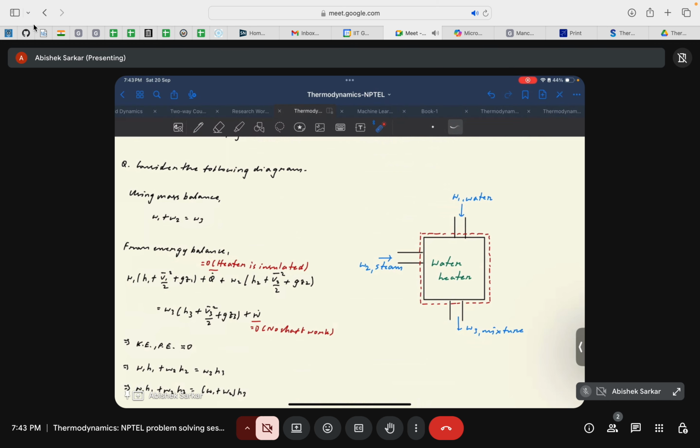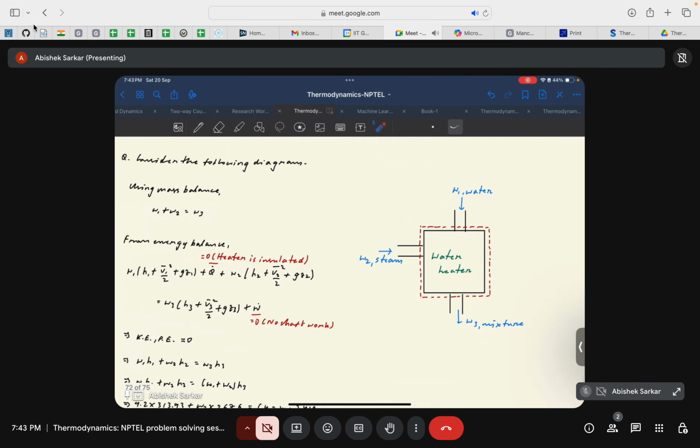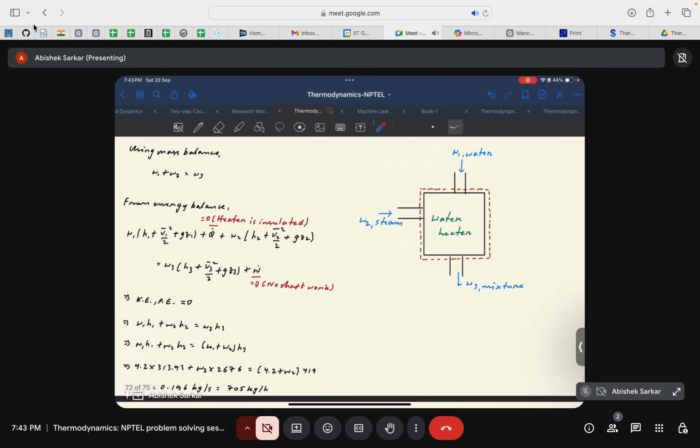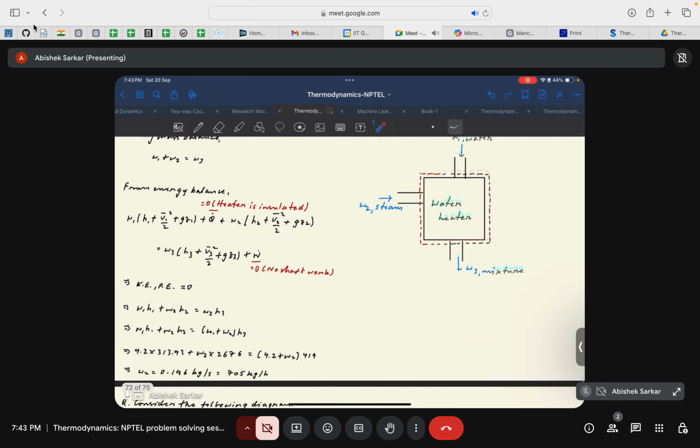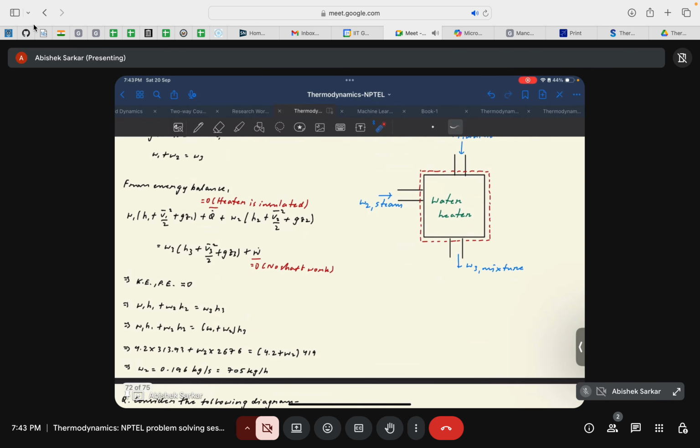So since there is no heat interaction mentioned, we can take the system to be insulated and there is no work done. Because in this kind of system, of course there is flow work, but there is no shaft work done. So both Q dot and W dot are equal to 0. And the kinetic energy and the potential energy are also almost equal to 0. So the equation of relevance is W1 H1 plus W2 H2 is equal to W3 H3. And this equation becomes of quite huge relevance when dealing with heat exchangers.